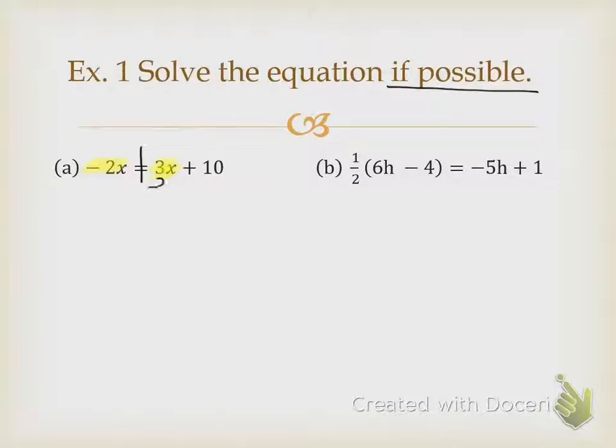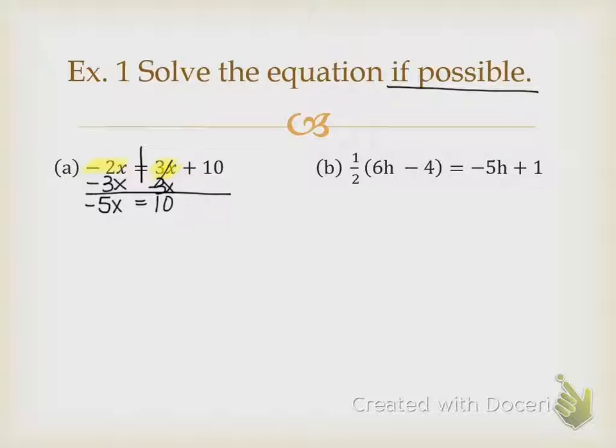So how are we going to move 3x to the other side? Good. That is a positive 3x, so we are going to subtract 3x from both sides. It cancels on the right. What's negative 2x minus 3x? Negative 5x. Bring down what we have not used, so equals 10.